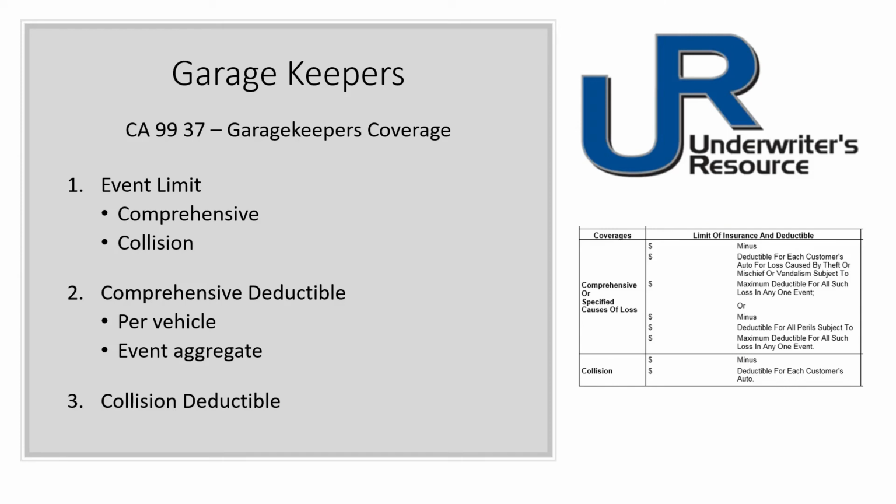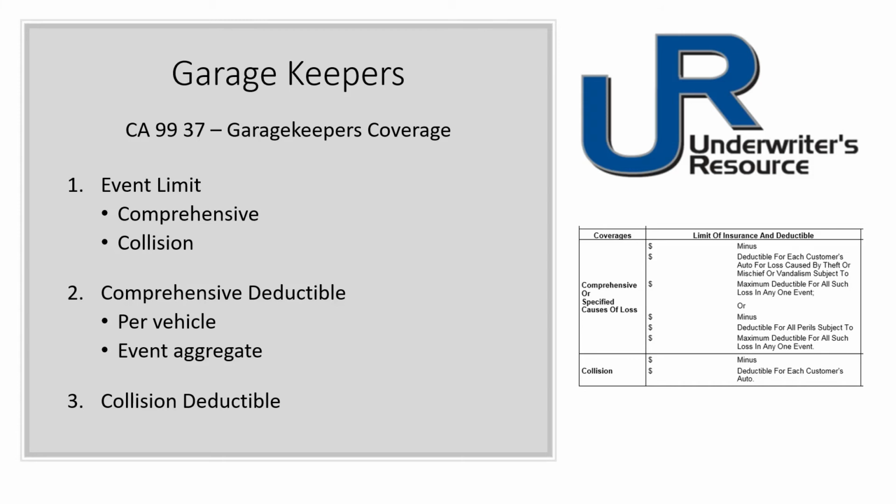Garage keepers coverage can be provided on any auto policy utilizing the ISO endorsement CA 9937, which is entitled Garage Keepers Coverage. With Garage Keepers Coverage, you will have an event limit which covers all the damage up to that limit for any single event. You can have a separate limit for comprehensive and a separate limit for collision.